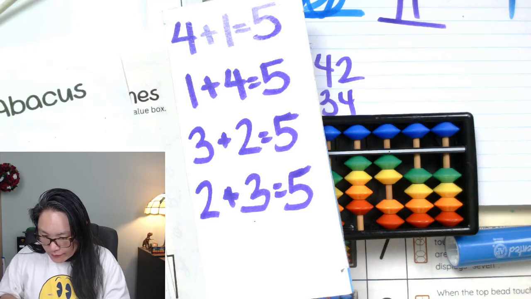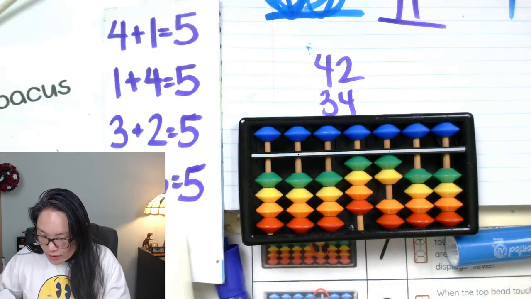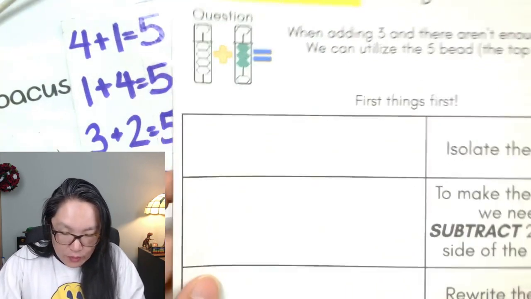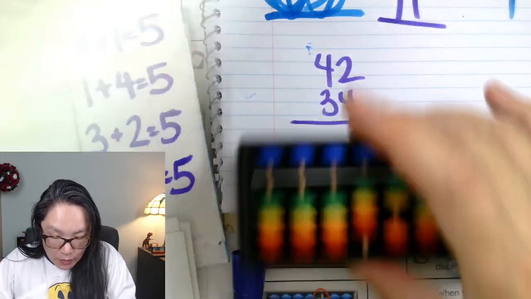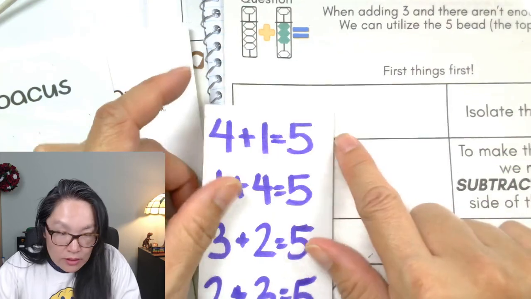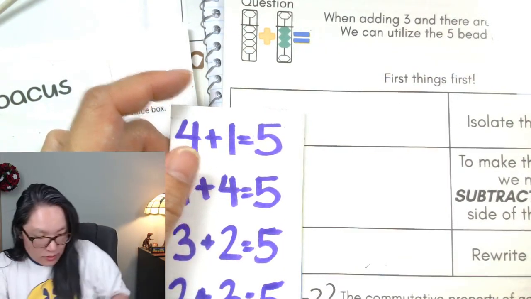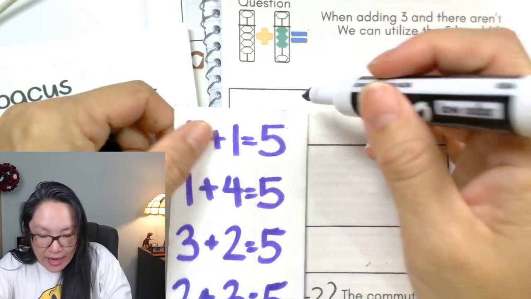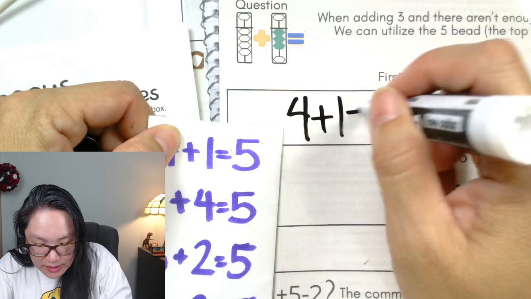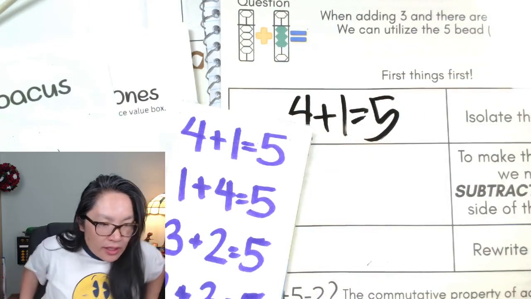We need to add the 3. So the first thing we're going to do is understand how to add the 3. We have this concept. Let me show you how to make this concept work for us. I have this concept, 4 plus 1 is equal to 5.